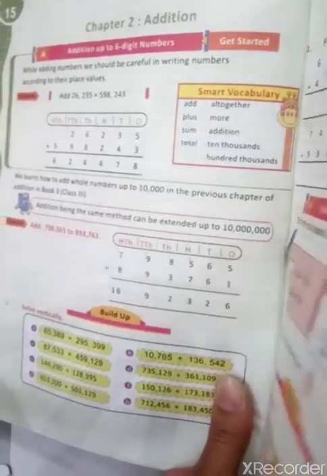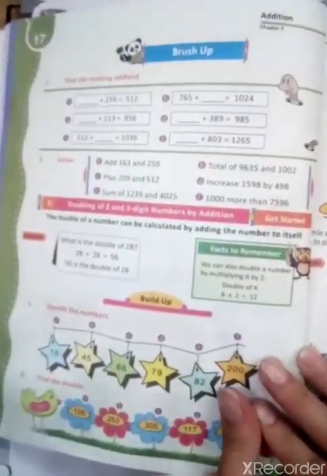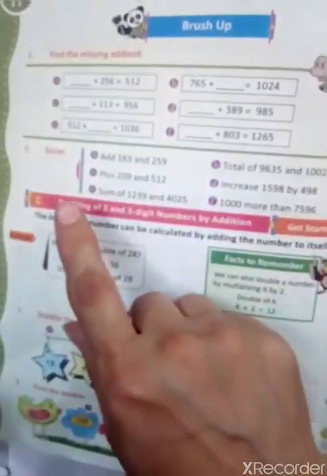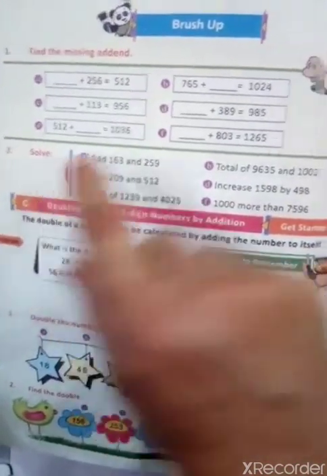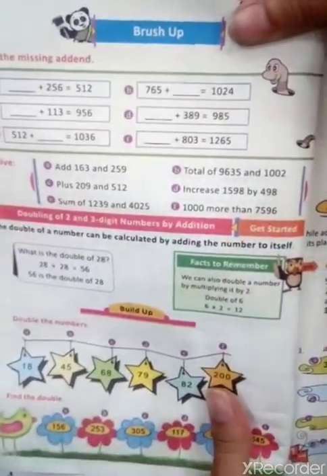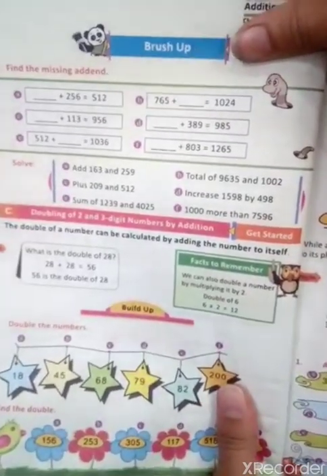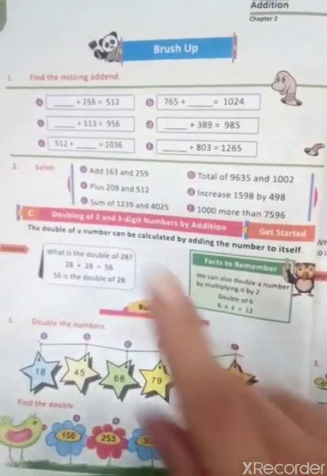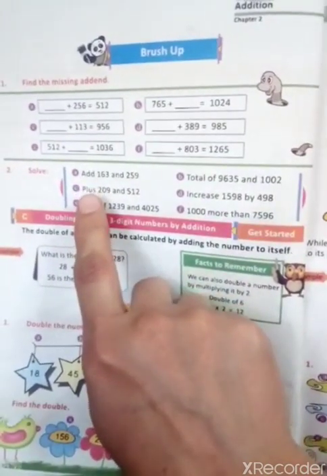Our today's topic is on page number 17. It is of question number 2. In question number 2, they have used some vocabulary words. By using those vocabulary words, you can easily understand the meaning of add.